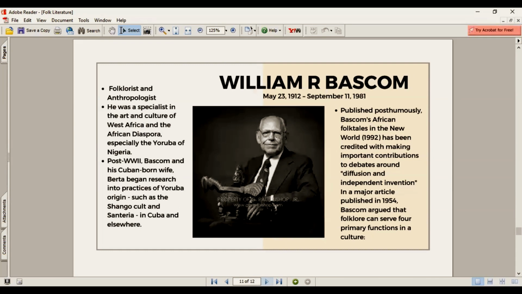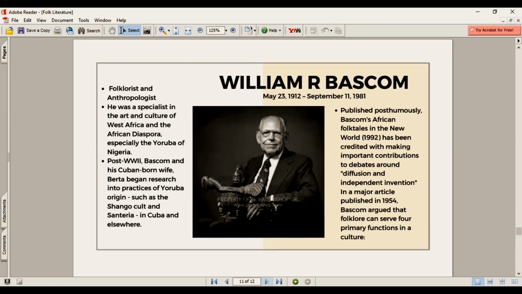William R. Bascom was also a folklorist and anthropologist, and he also worked with the African diaspora. Especially, his work was limited to West Africa, especially the Yoruba of Nigeria. After World War II, Bascom and his wife Berta generally worked together, and he began this research into the practices of Yoruba origin and the Shango cult in Santeria, in Cuba, and in many other places.